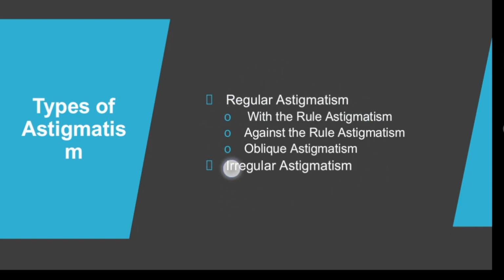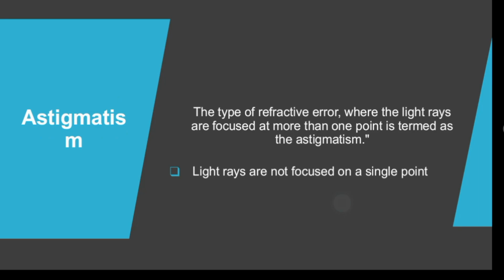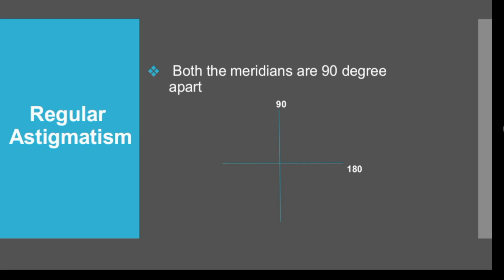And regular astigmatism has three further categories, which we are going to discuss today. In regular astigmatism, the difference between the two meridians is 90 degrees, so both meridians are 90 degrees apart. You can see the vertical meridian is at 90 degrees and the second meridian is at 180 degrees. It can be oblique or straight, but the angle difference is 90 degrees. 180 minus 90 is 90 degrees.